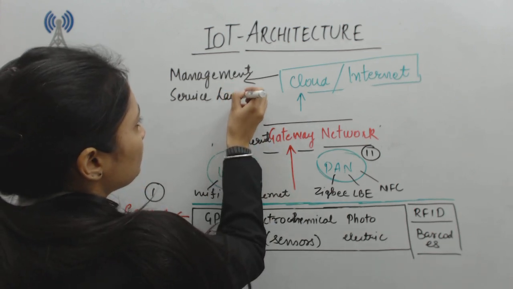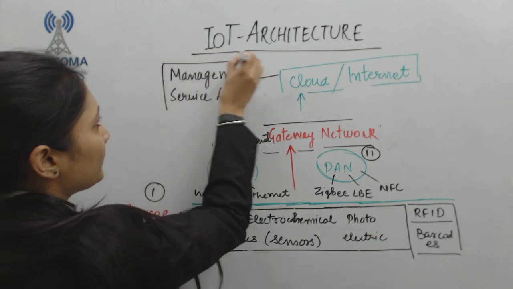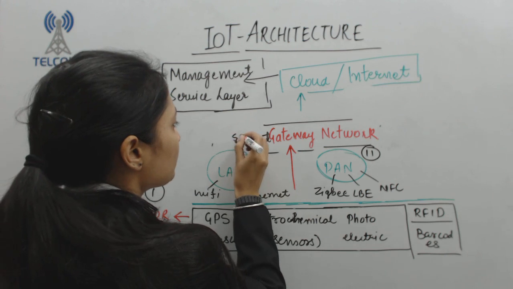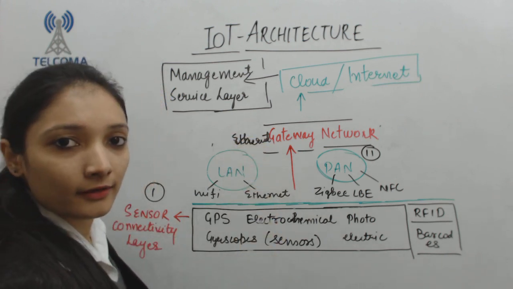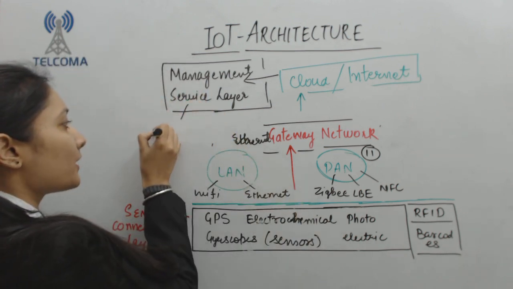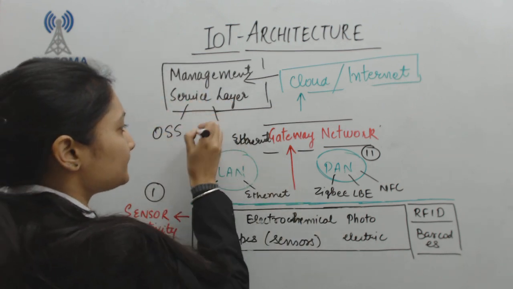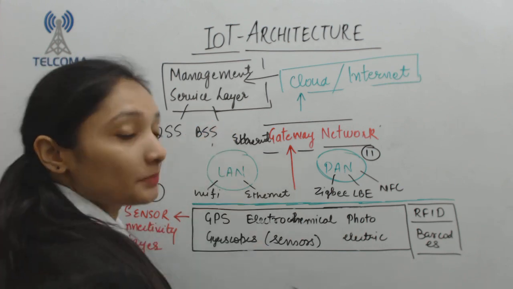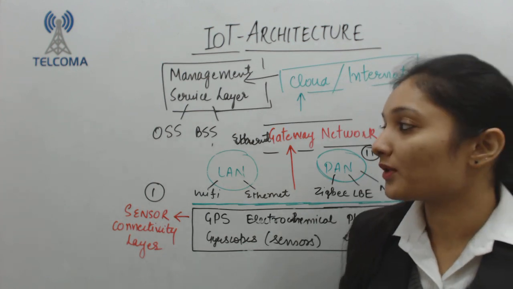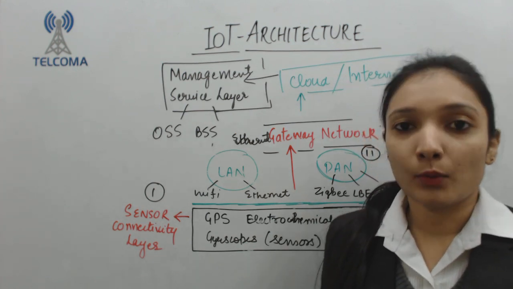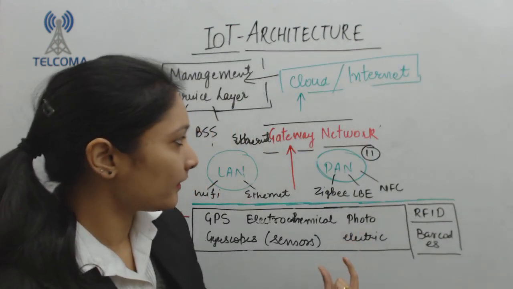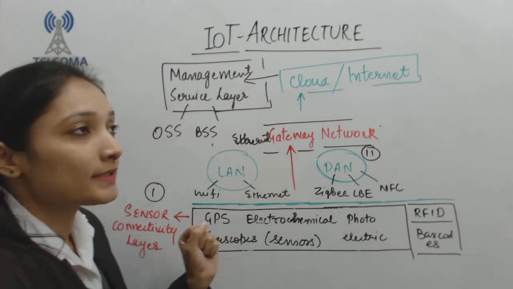So this will be performing the different analytics here, the processing of the information. But besides that, it has certain departments like your OSS, your BSS, which is basically for device management, device configuration, your operations, and your billing and reporting of the system. So this is the third layer here. After your sensor layer and your gateway network, you have your management service layer.